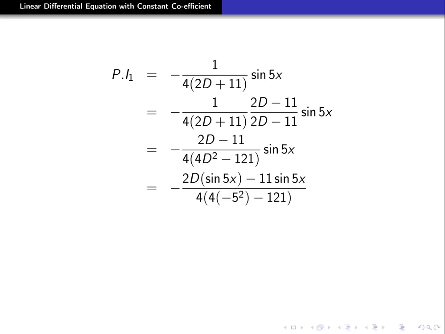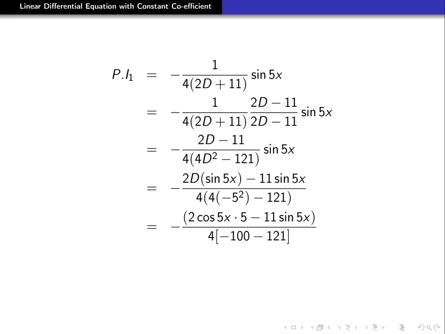11 square is 121. So again, we multiply 2D into sin x, and we will get 2D of sin 5x minus 11 into sin 5x. So D means d by dx, differentiation. Therefore, the differentiation of sin 5x is equal to cos 5x. Again, the differentiation of 5x is equal to 5.